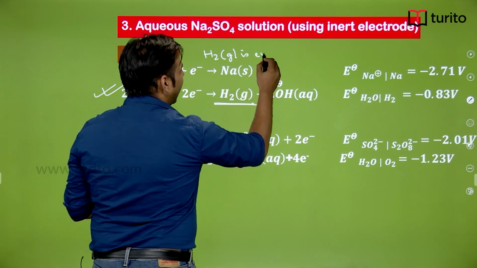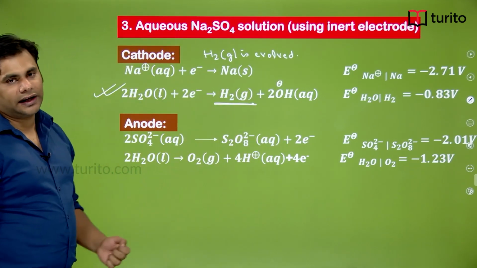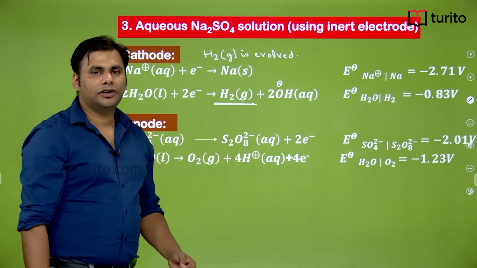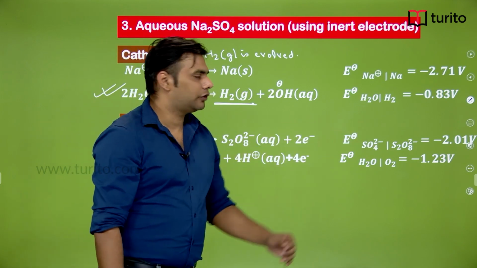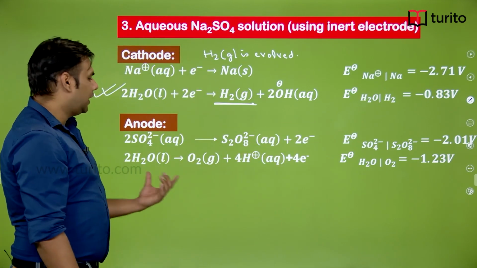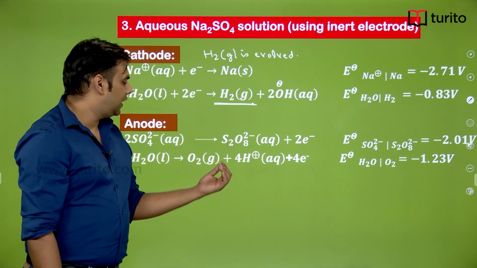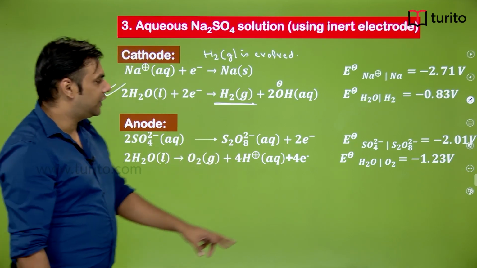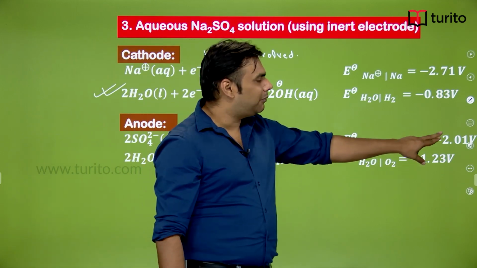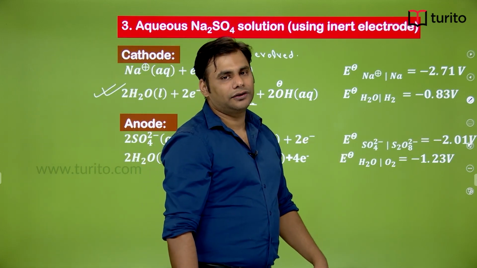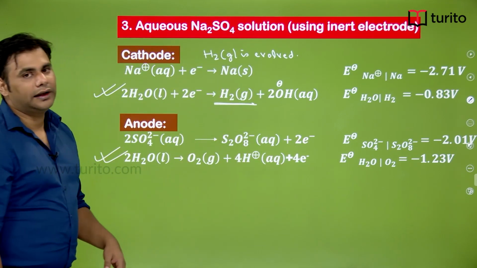Now if you look at anode, we know that sulfate ion can undergo oxidation, so it can change into tetrathionate ion. The oxidation potential is -2.01, and water can get oxidized as O2 gas. Now you can see that there is still the concept of overpotential, but the gap between the two is very large. So even at this potential, O2 would get liberated.